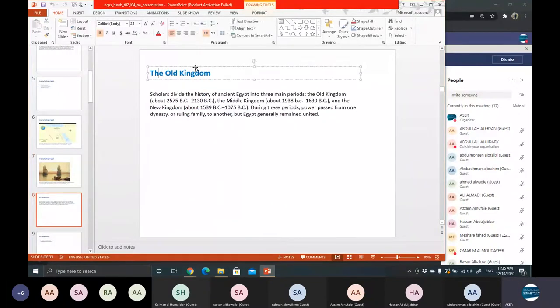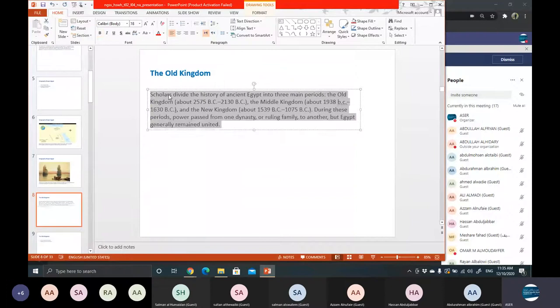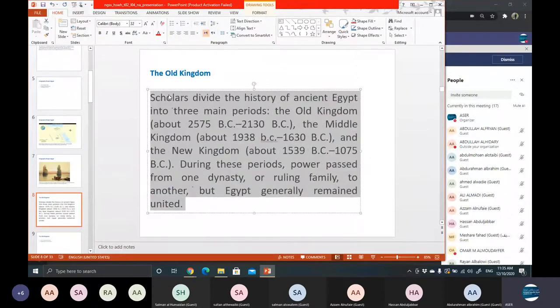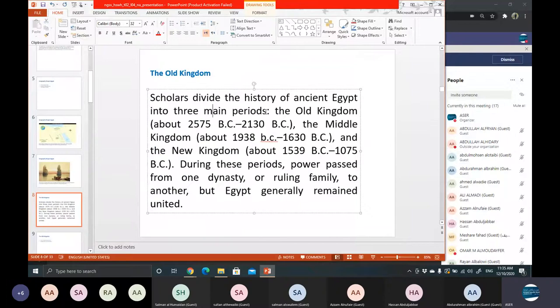So what about the kingdoms that arose in Egypt? Our scholars divide the history of ancient Egypt into three main periods. First we have the Old Kingdom, about 2575 BC until 2130 BC, and then we have the Middle Kingdom, and we also have the New Kingdom.